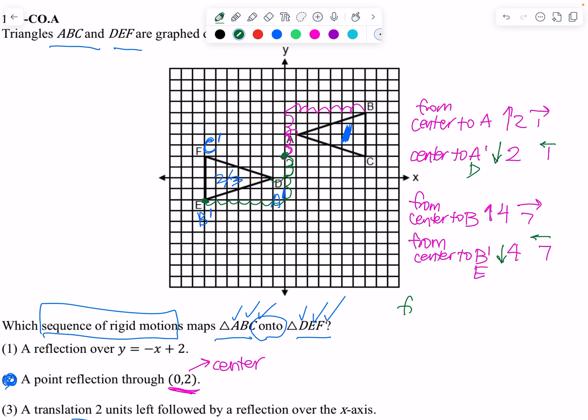And then finally, from the center, how do we get to point C? So from the center, we're going to go to the right 1, 2, 3, 4, 5, 6, 7. And so if we're doing a point reflection, it's the same number, but in the opposite direction. So instead of right 7, we're going to the left 7. So from the center, we're going to go 1, 2, 3, 4, 5, 6, 7 to the left. And that is my C prime, which is also known as F. So everything checks out.